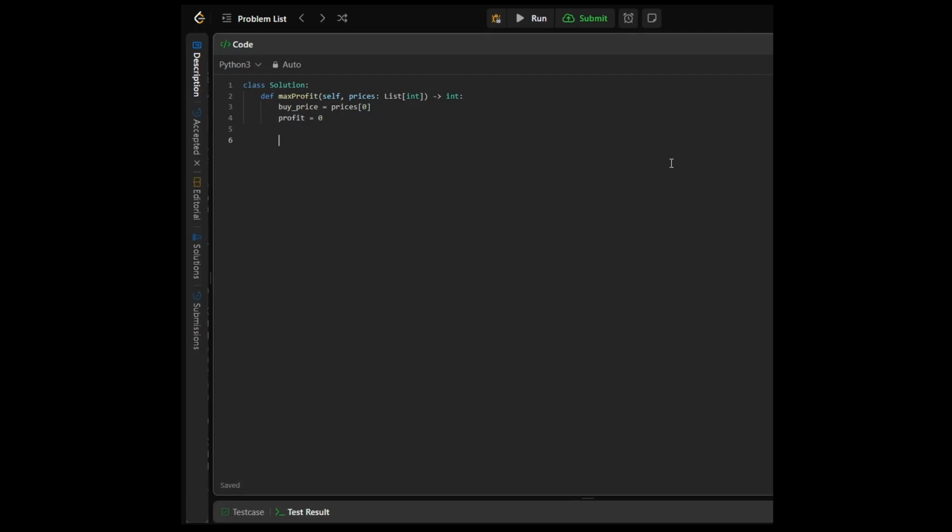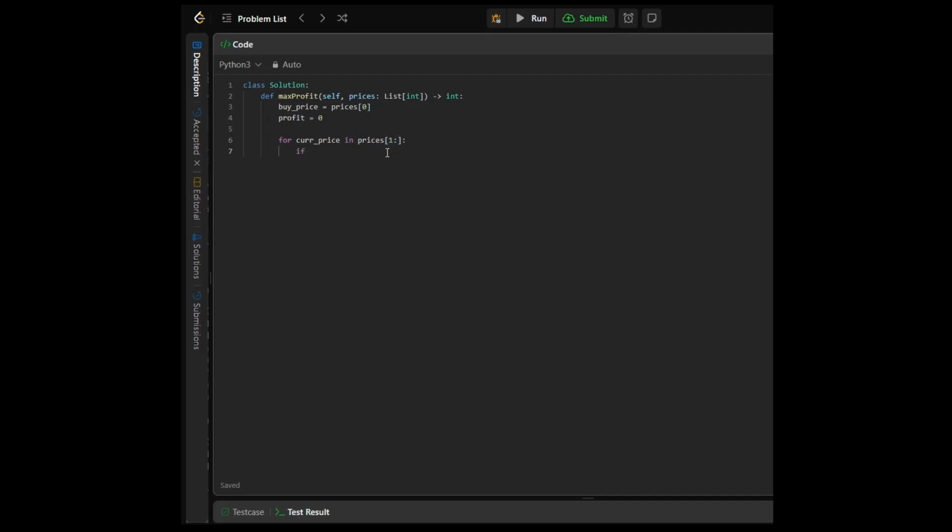Now let's traverse through the prices array. For current price in prices 1 colon. So in Python, you can say index from index 1 to the index end. We don't want to look at the same element twice. Even if we do, it's not a problem. But let's not look at the same element twice. We already looked at 0. Let's start looking from 1.